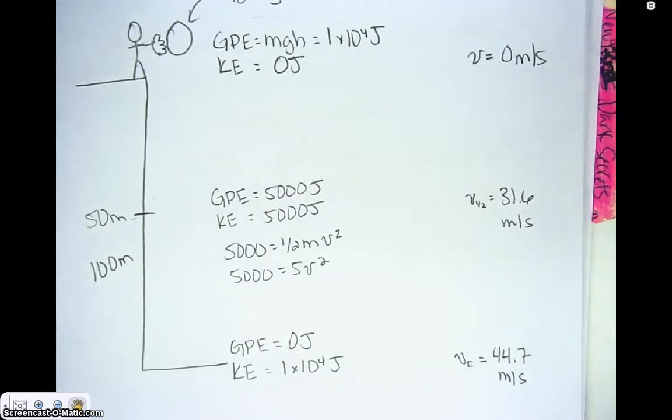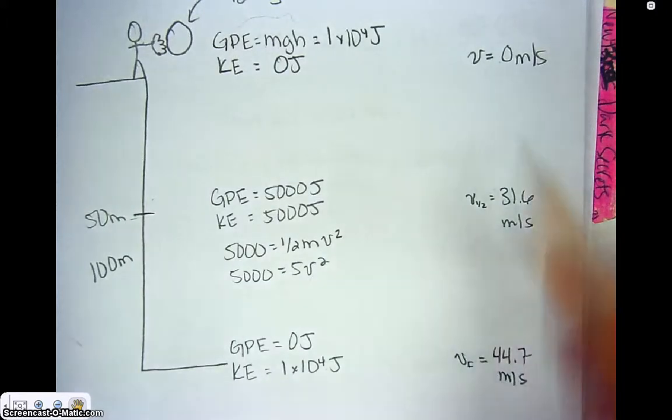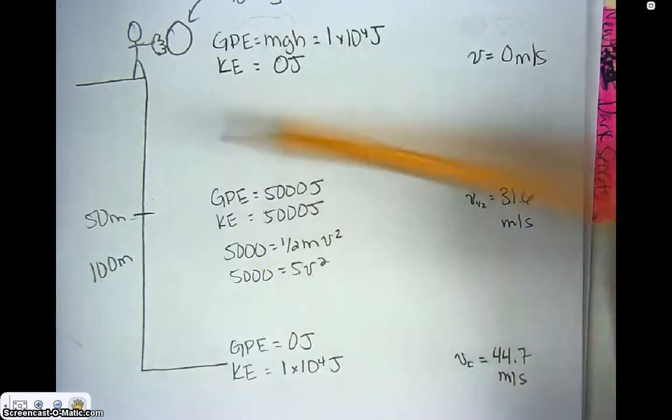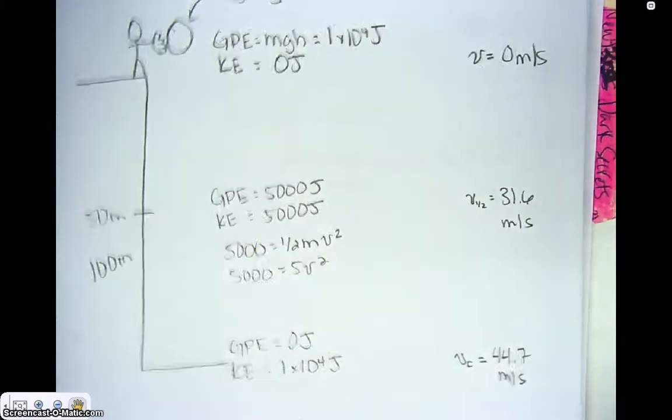So again, using conservation of energy makes it very simple. We don't have to use our constant acceleration equations anymore to solve for these velocities. It's a lot easier using energy. So this is a problem where we're dropping something straight down.